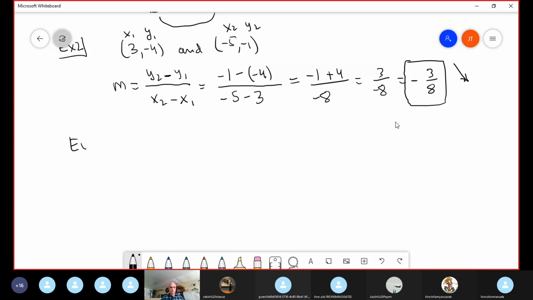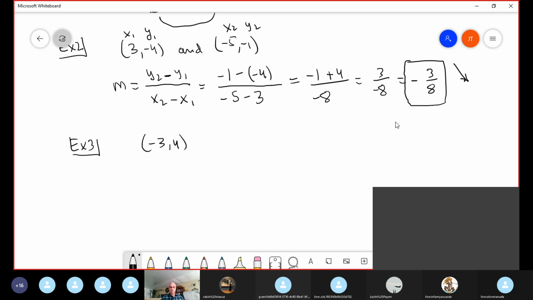And example 3 and 4, we have 4 examples of that part. Suppose -3, 4. Slope and intercept are hard for me. Okay, okay, guys.